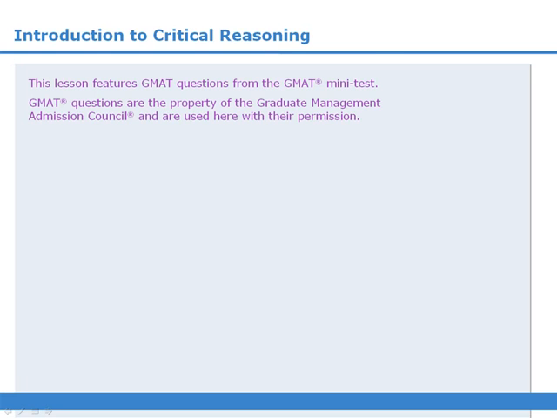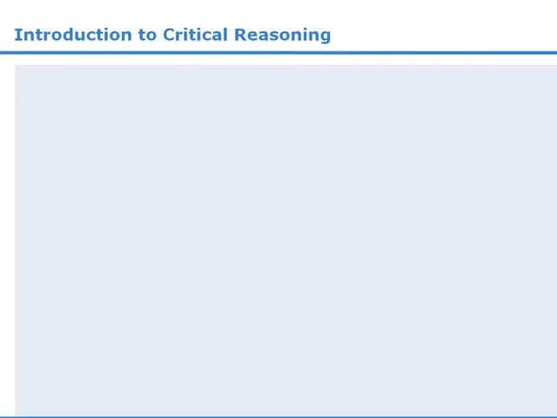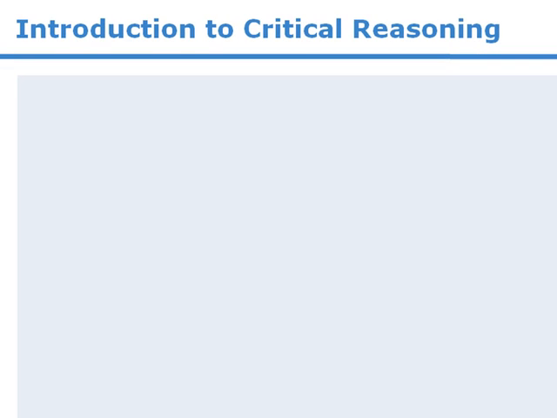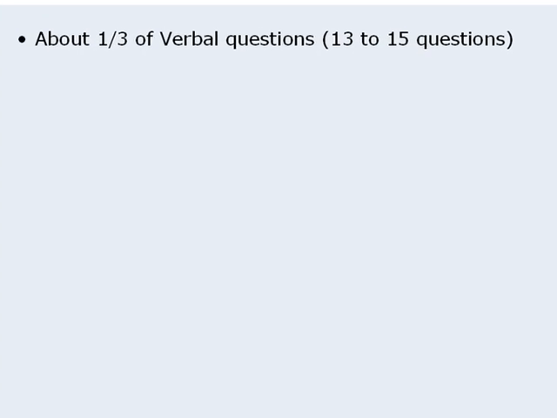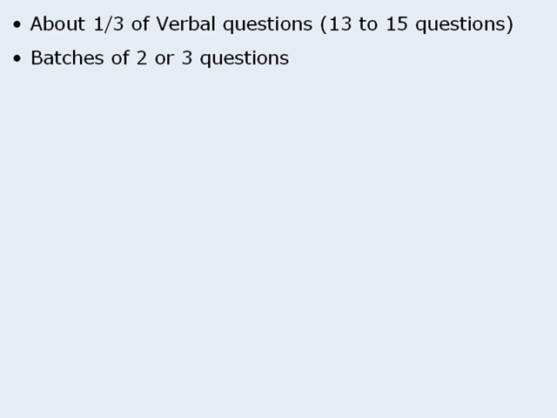Welcome to this introductory lesson on critical reasoning on the GMAT. In this lesson, we'll learn the basic structure of critical reasoning questions, and we'll study two types of arguments. To begin, about 1/3 of all questions in the verbal section of the GMAT will be critical reasoning questions, and these questions will typically appear in batches of 2 or 3 in a row.